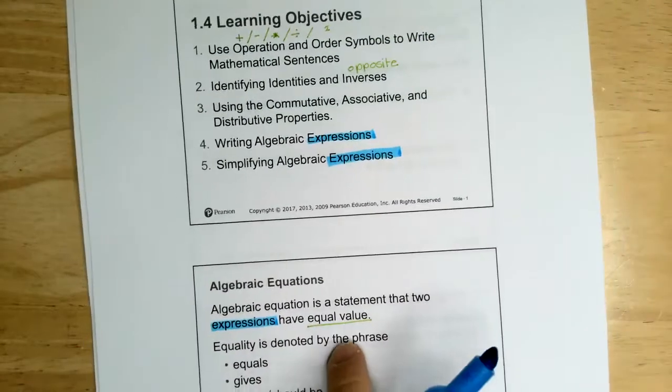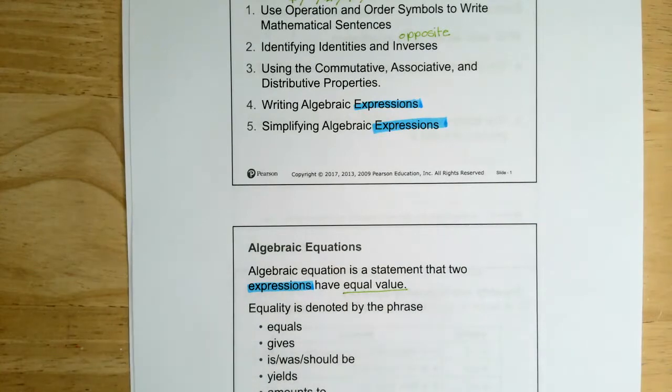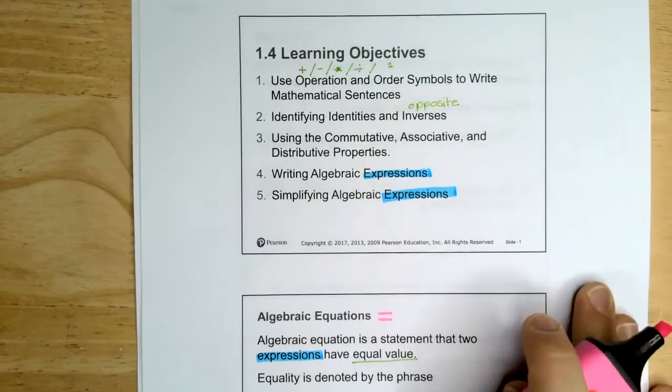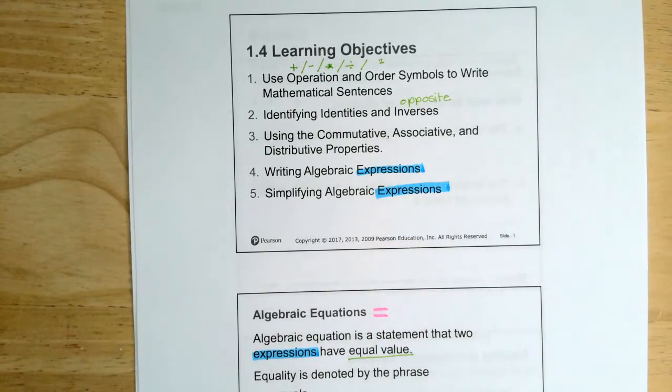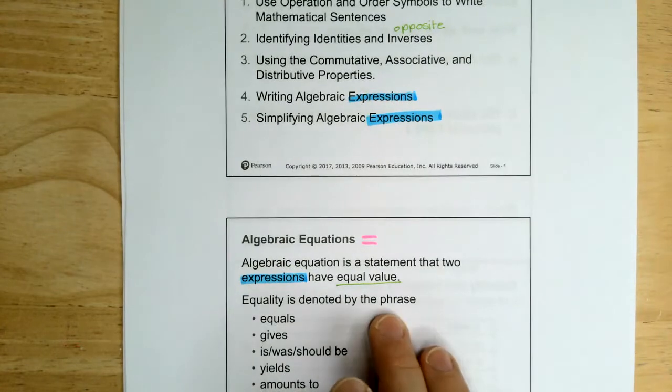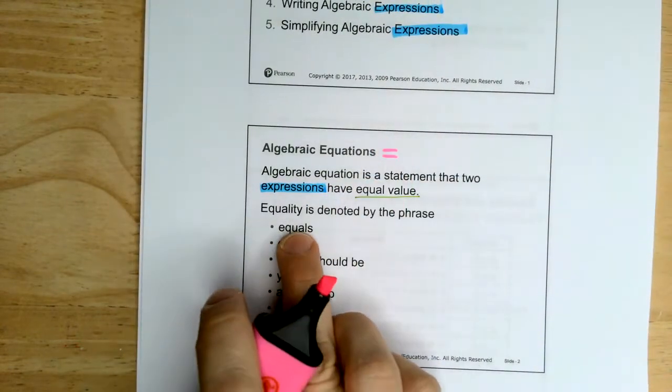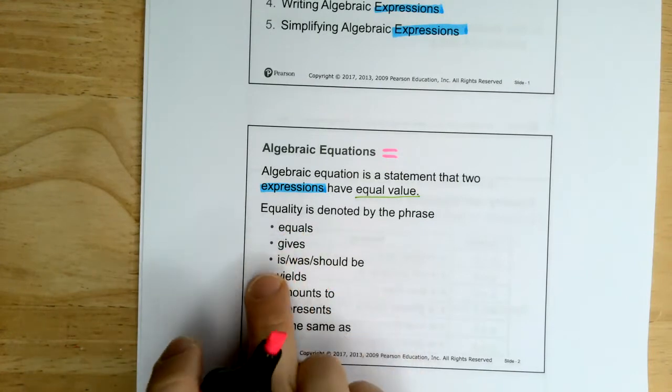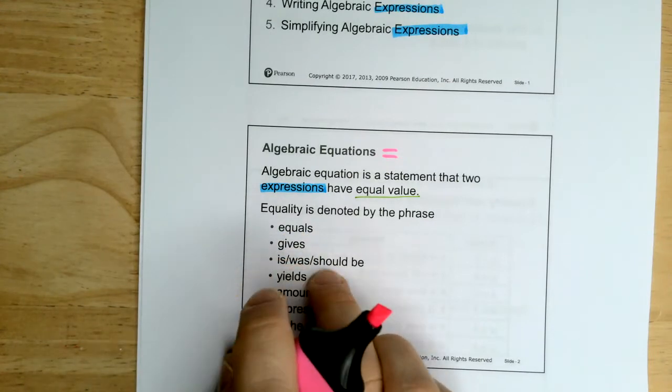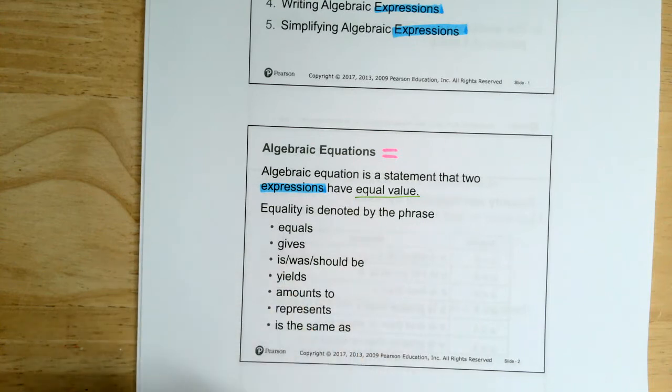However, if you have an equal sign, it becomes an equation. So an equation is telling you that something is equal to something else. So an equation will have an equal sign. An expression will not have an equal sign. So in English, we could substitute the equal sign with the words equals, gives, is, was, should be, yields, which is just another way to say gives, amounts to, represents, or is the same as, okay?